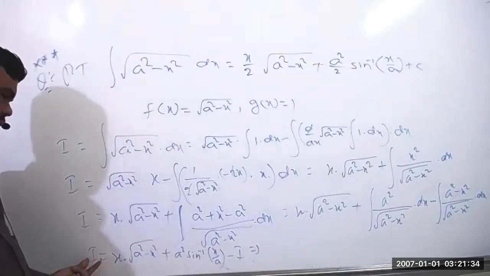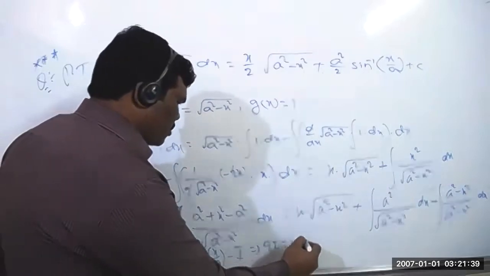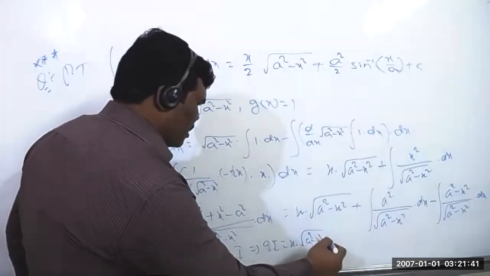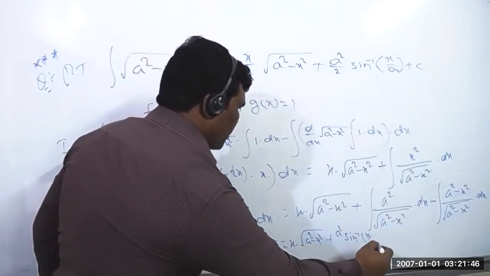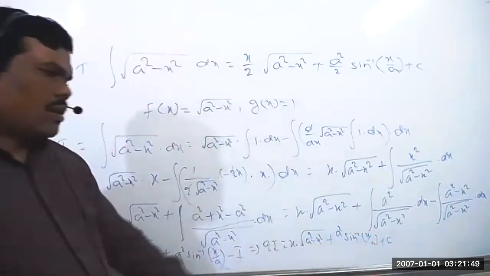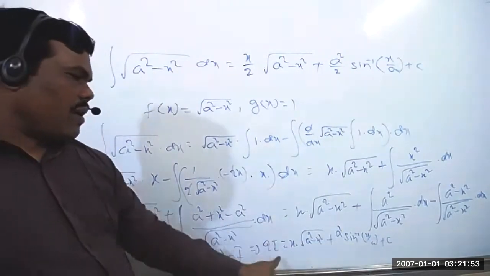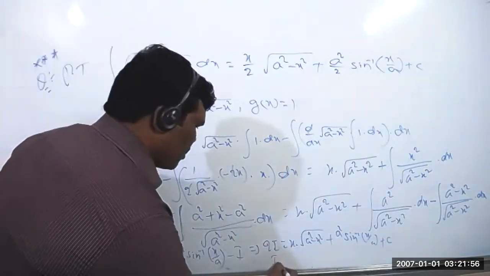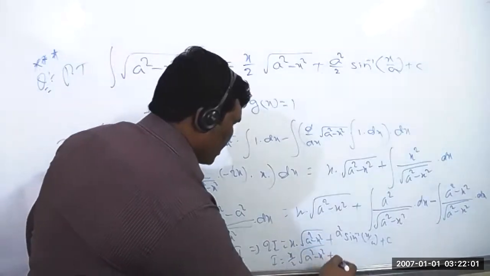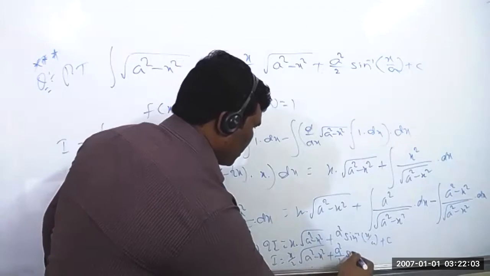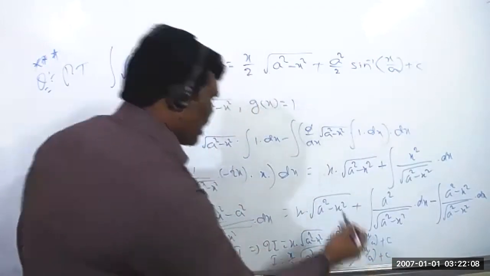Now this minus I on the right side becomes I plus I equals 2I, equals x into root of a square minus x square plus a square into sin inverse of x by a plus c. The 2 on the right side, so the required answer is: I equals x by 2 into root of a square minus x square plus a square by 2 into sin inverse of x by a plus c.